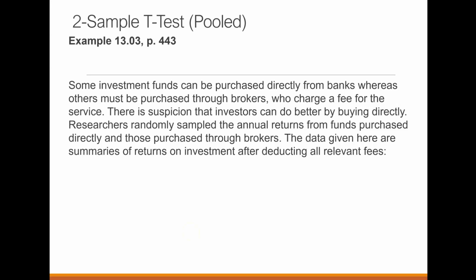Anyways, let's continue on. So we'll do another example here. Some investment funds can be purchased directly from banks, whereas others must be purchased through brokers who charge a fee for the service. There is suspicion that investors can do better by buying directly, i.e. cutting out the fee from their broker. Researchers randomly sampled the annual returns from funds purchased directly and those purchased through brokers. The data given here are the summaries of returns on investment after deducting all relevant fees.